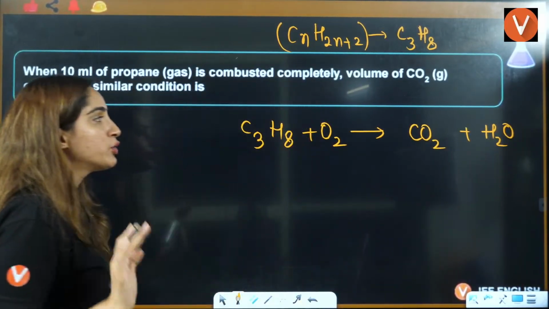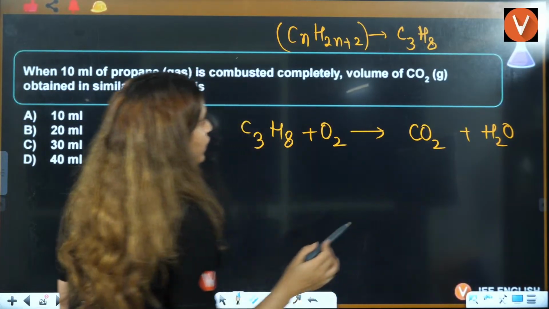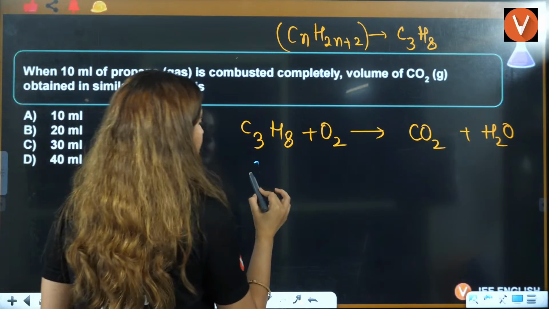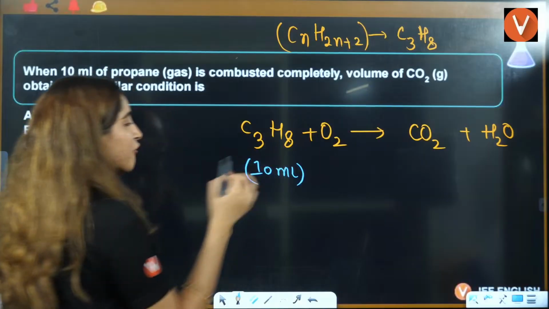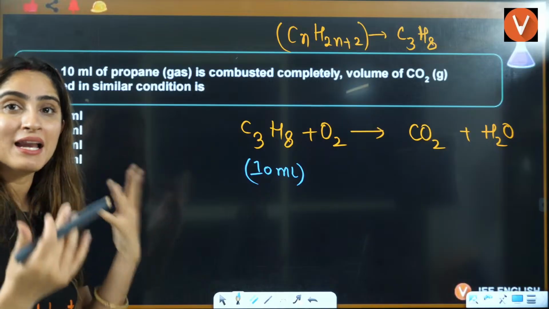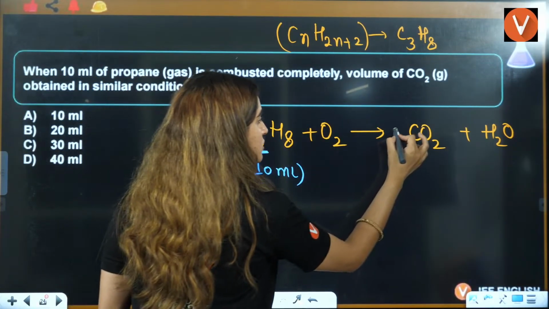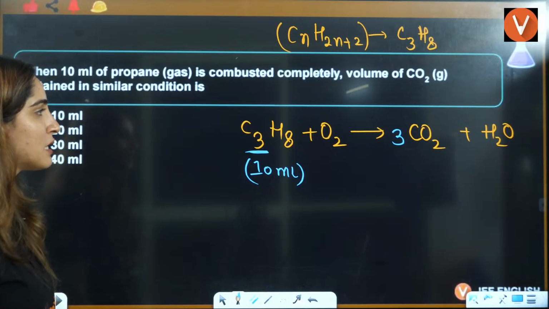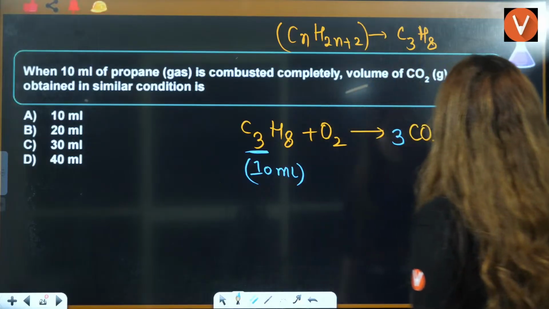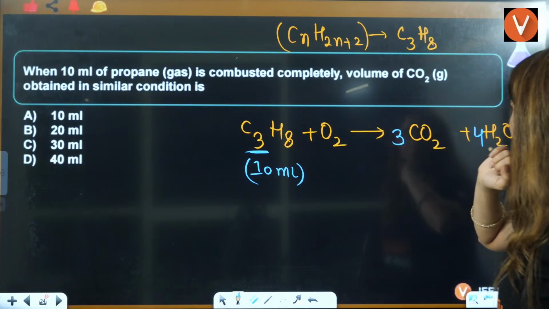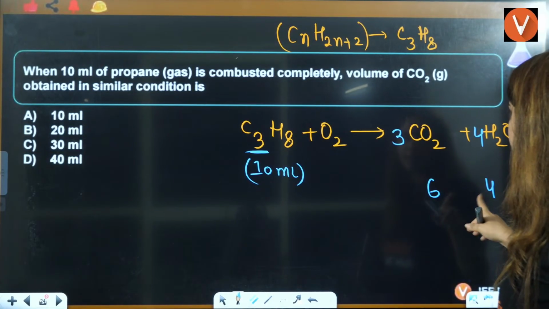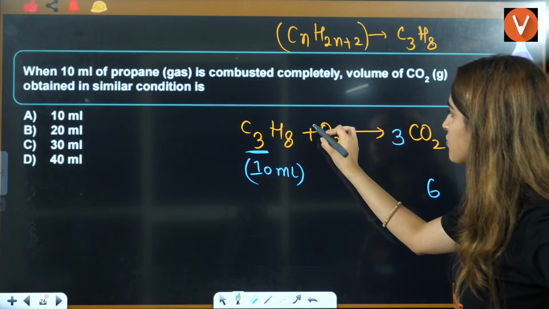So firstly, you need to understand that here what you have is volume of CO2 obtained in similar condition. This is 10 milliliter. You firstly have to see the balancing of this reaction. This is 3, so this will also be 3, right? 3 carbons, 3 carbons. Oxygen is how much? This is 8, so this has to be 4. 4 into 2, 8. Now oxygen is 4 here and 6 there, right? 6 plus 4, 10. That means this will be multiplied by 5.